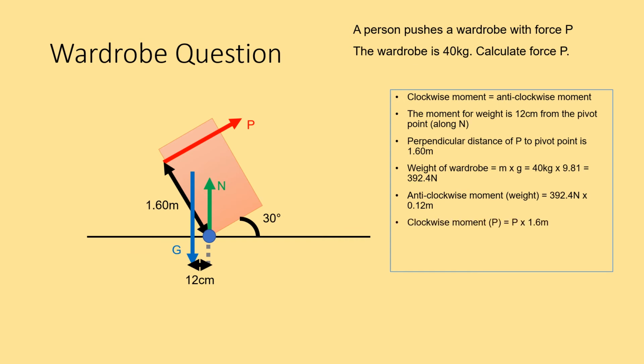The clockwise moment is P. We're trying to push it in that direction. So that's P times 1.6 meters. So P times 1.6 is equal to 392.4 times 0.12, which gives P as 29.43.